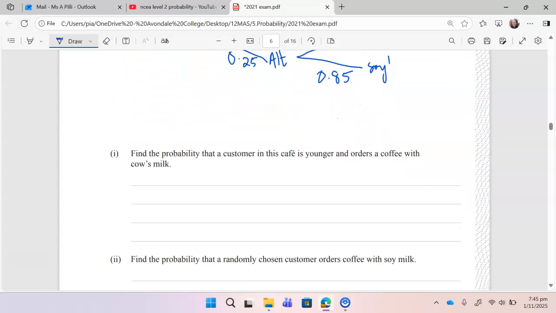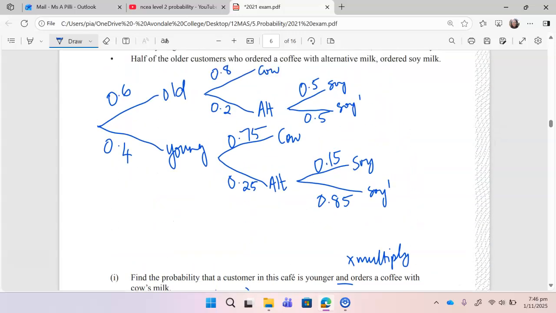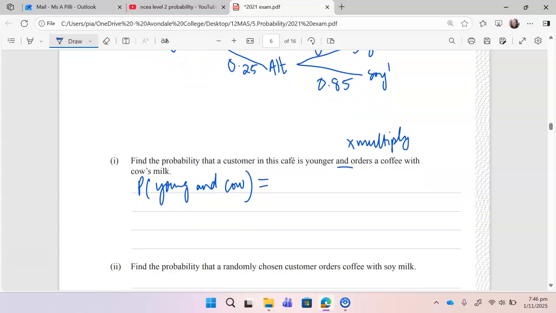Cool. So to answer the question, I was going to say, order the question. A customer in the cafe is young and orders a coffee with cow's milk. So the probability that they are young and they order coffee with cow's milk. When we see the word and, we have to multiply those individual probabilities. In this case, 0.4 times 0.75 gives us 0.3.